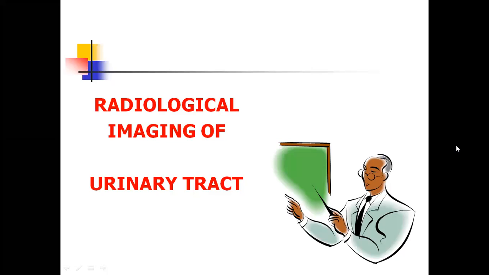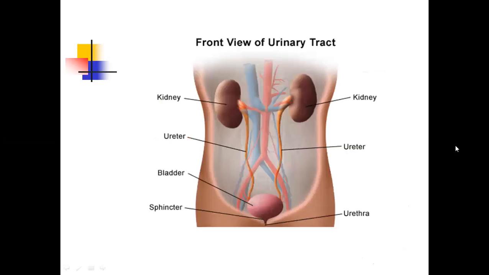Today we will observe radiological imaging of the urinary tract. First of all, let's remember what the urinary system consists of: two kidneys, two ureters, urinary bladder and urethra. Of course, all these parts should be found on different methods of radiological investigation. How? Let's observe.